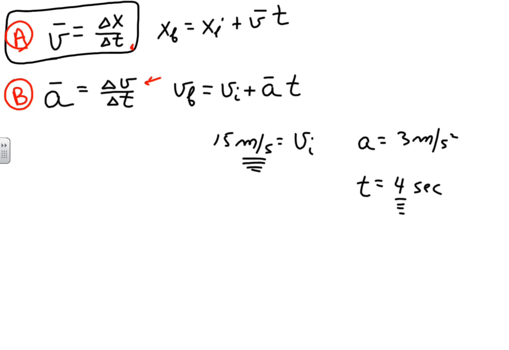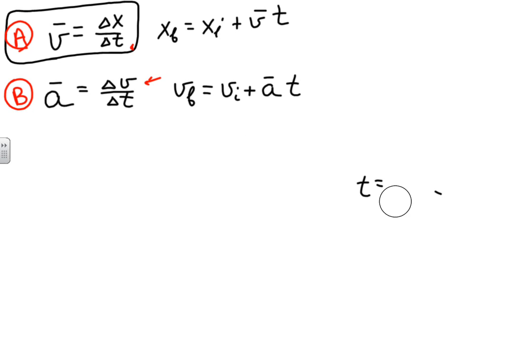So try it on your fingers. After 1 more second, you're going 18. After 1 more second, you're going 21. And then you're going 24. And then after 4 seconds, you're going 27 meters per second. So 27 meters per second is how fast you're going after 4 seconds if you start at 15. Beautiful equation. And there will be a bunch of little questions you could answer using that equation. But right now I just want to introduce the equations, and that's equation B.